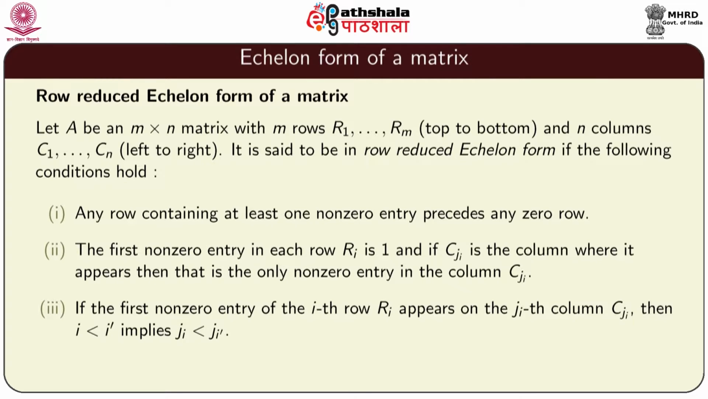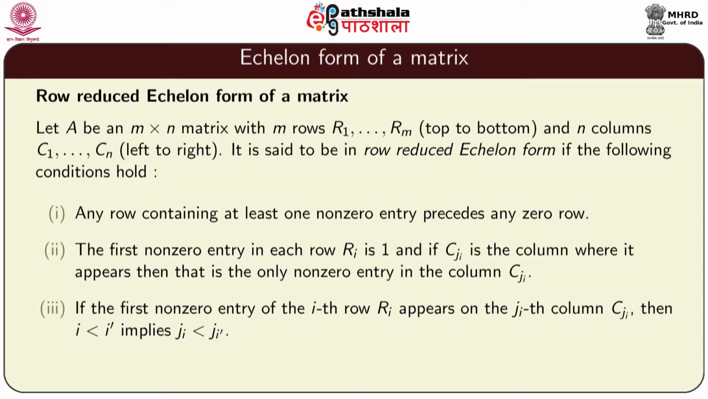Now, what is precisely the echelon form of a matrix? A matrix is said to be in row reduced echelon form if the following conditions hold. 1. Any row containing at least one non-zero entry precedes any row with all the entries 0. That means, if a matrix has a row which is non-zero, that means there is at least one entry in that row which is non-zero, then that should be placed above a 0 row. So, the first requirement to achieve a row reduced echelon form would be to push all the 0 rows at the bottom.